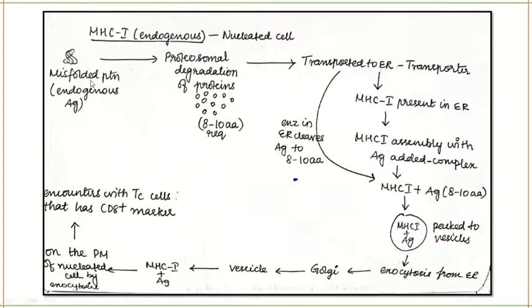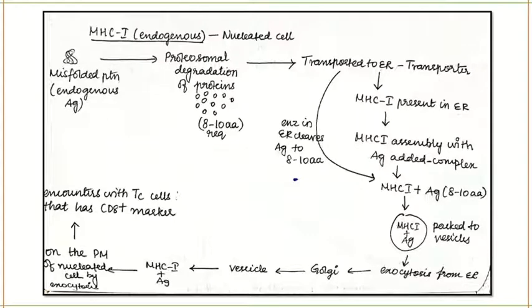A misfolded protein, which is an endogenous antigen, undergoes proteasomal degradation, giving an 8 to 10 amino acid sequence which will be transported to the ER, that is the endoplasmic reticulum, using a transporter. In the endoplasmic reticulum you will find MHC1. The MHC1 and antigen will form a complex and this complex will be packaged in a vesicle.